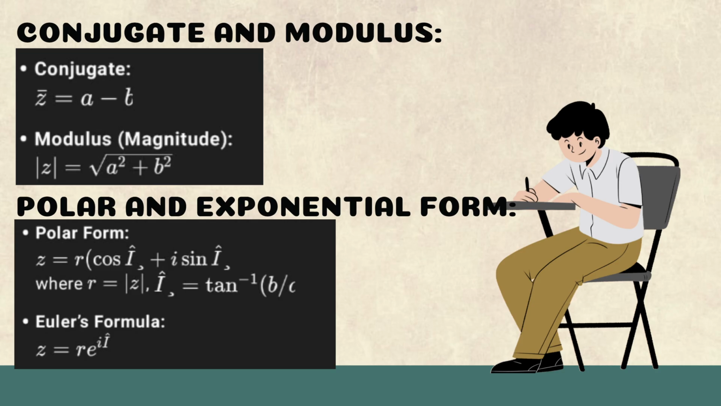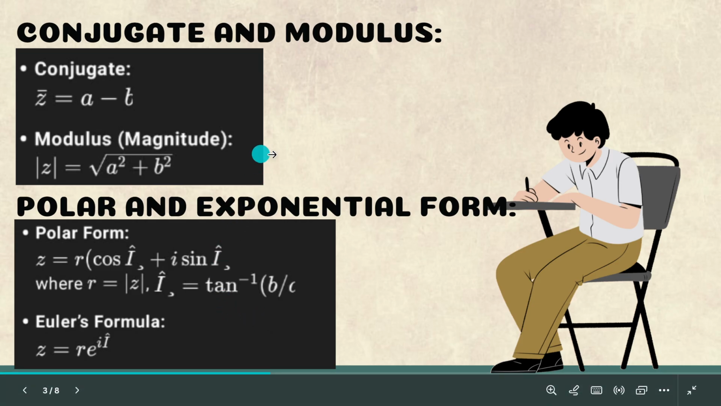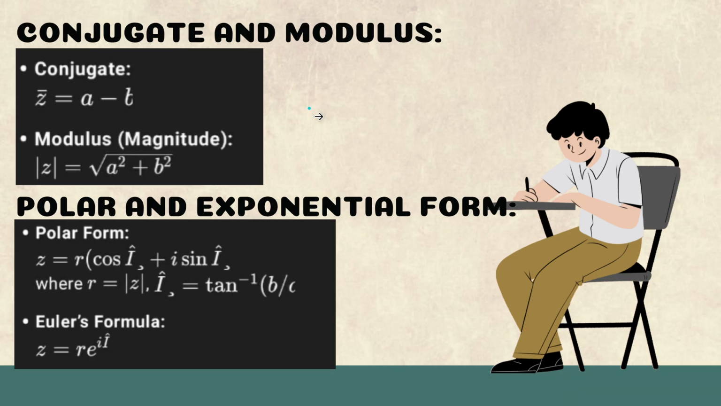Let's talk about a couple of important operations that we can perform on complex numbers: the conjugate and the modulus. First, the conjugate of a complex number can be represented as z bar equals a minus bi, and also the modulus, which is known as the magnitude of a complex number, as mod of z equals under root a squared plus b squared.